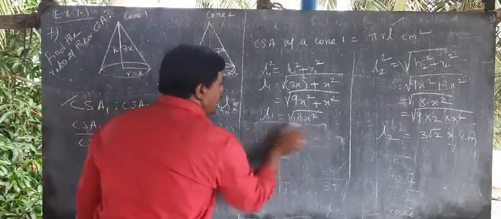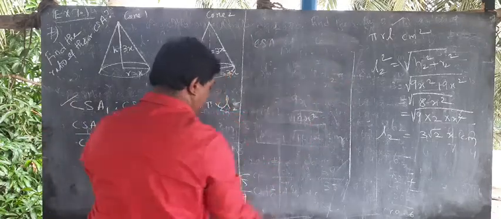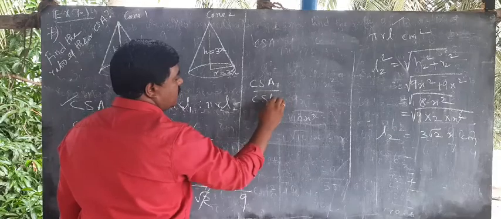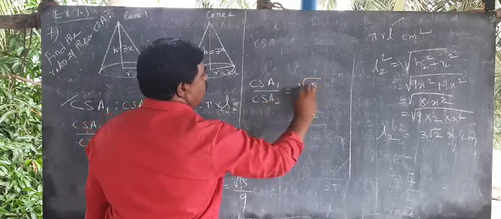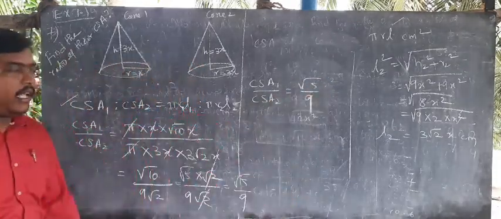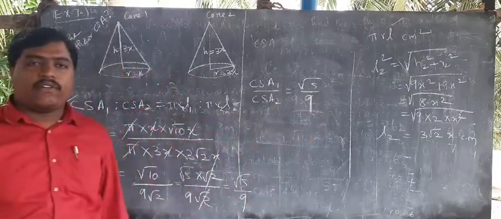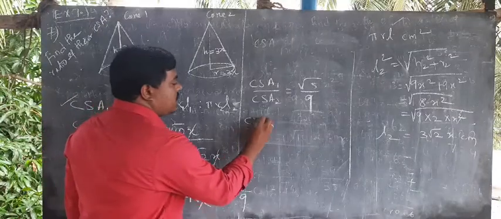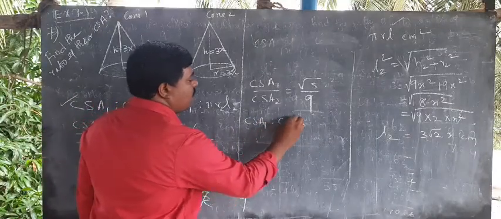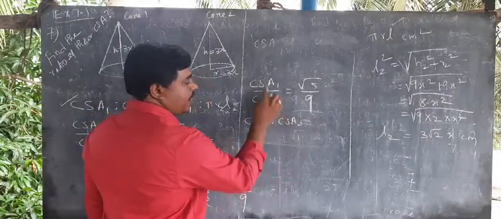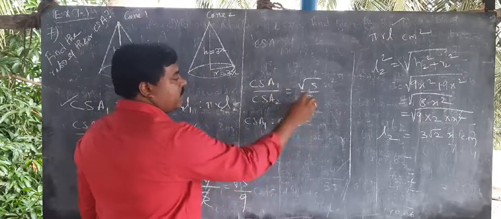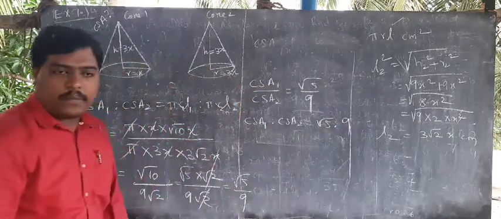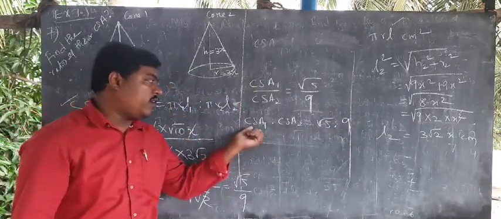So this one I write: CSA of 1 by CSA of 2 is root 5 by 9. Then how do we have to write? They need to find the ratio of the CSA of the cones. Ratio means CSA 1 is to CSA 2. I have written the ratio: this equals root 5 is to 9. This is the ratio of the CSA of cone 1 and the CSA of cone 2.